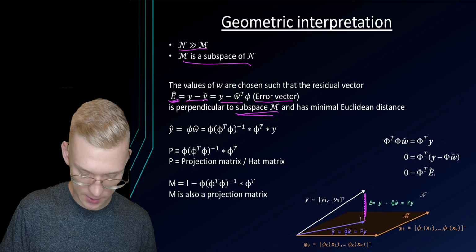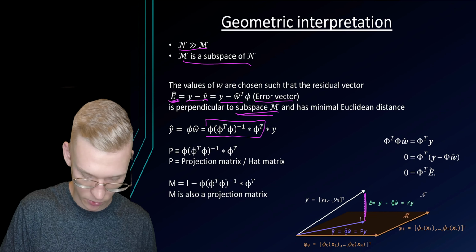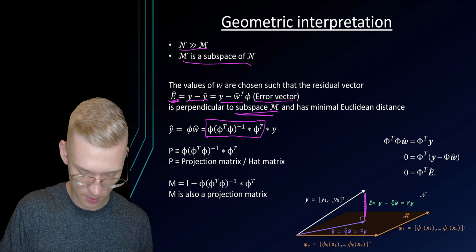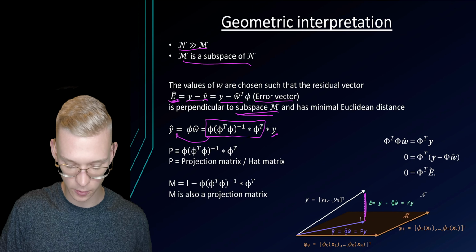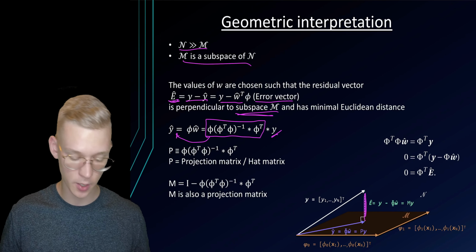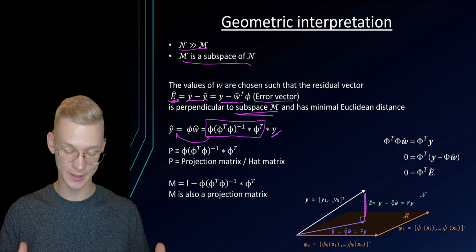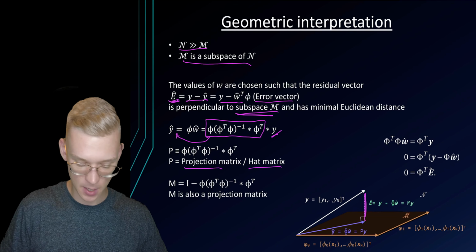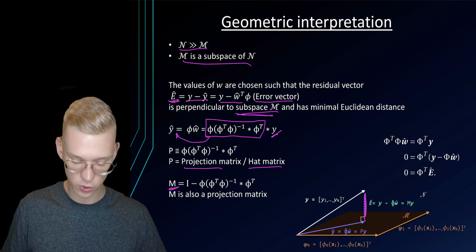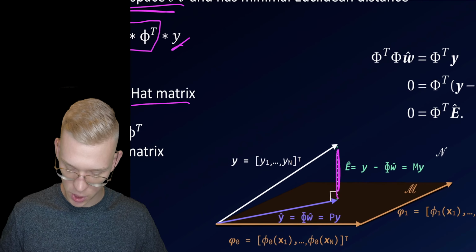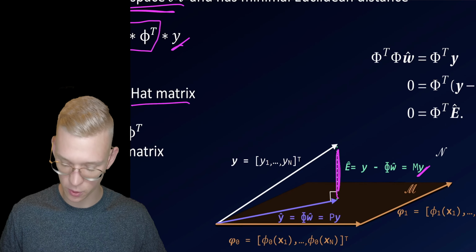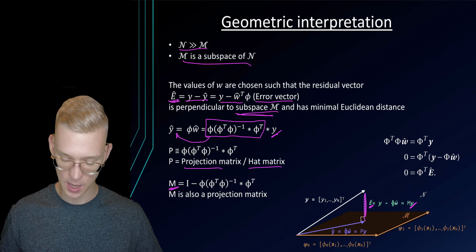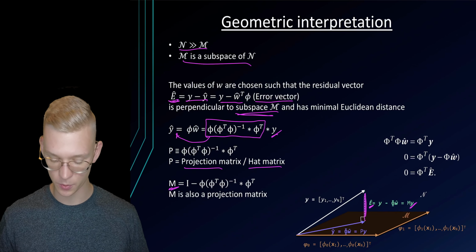Then we can design a hat matrix. This is our hat matrix because it simply puts a hat onto our y's. It is the projection of our true y's onto our predicted y's, so y hats. So it's the projection matrix or the hat matrix. Then we have another matrix, the M matrix. It's also a projection matrix, but it projects the true vector of y into our error vector. This is how you can interpret the results.